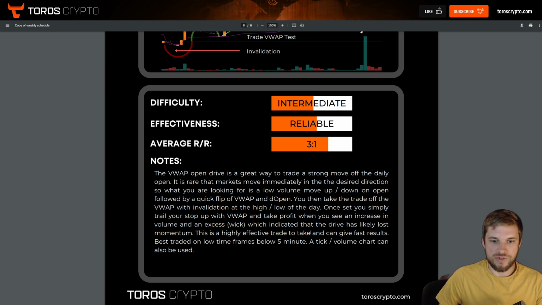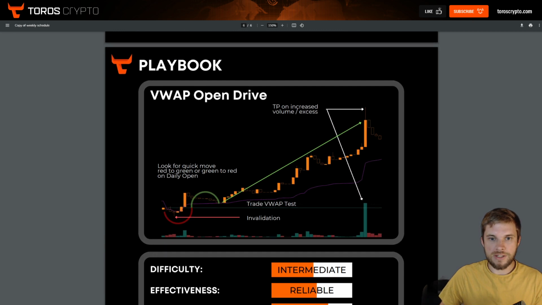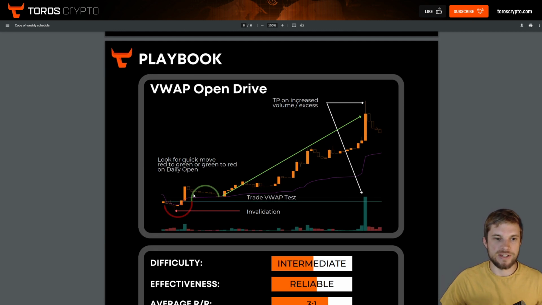This is a highly effective trade to take and can give fast results, best traded on low time frames, below 5 minutes, or a tick or volume chart can also be used. So here is the example again. This is just the little diagram. So you're looking for the daily open. See the blue line here.